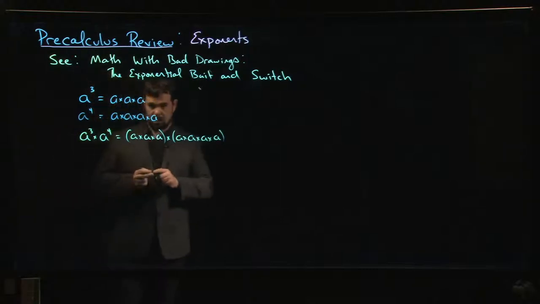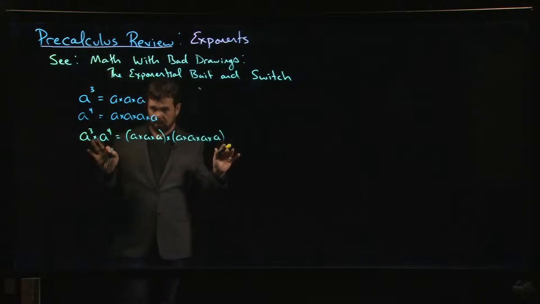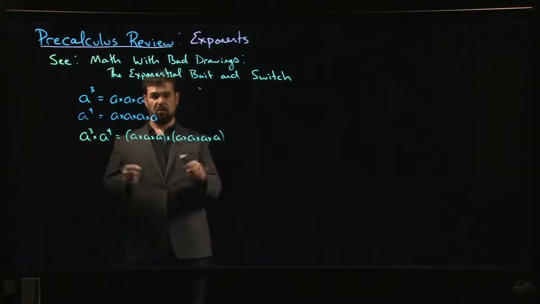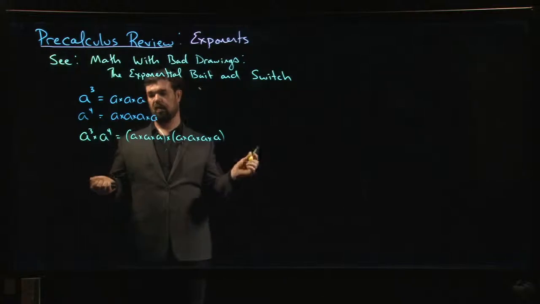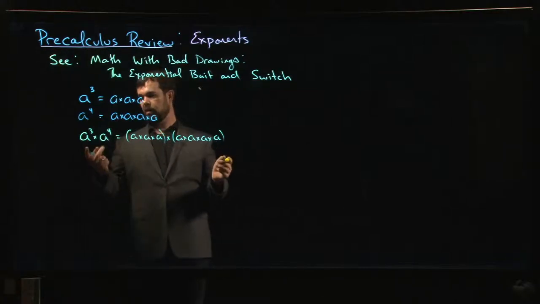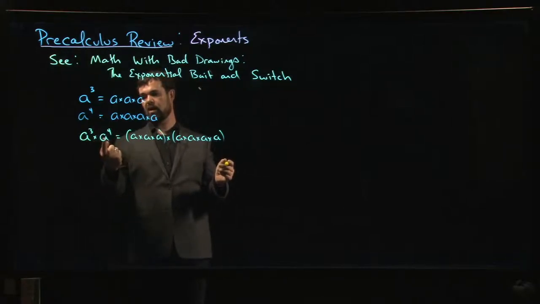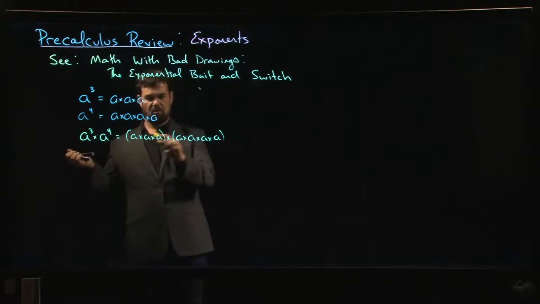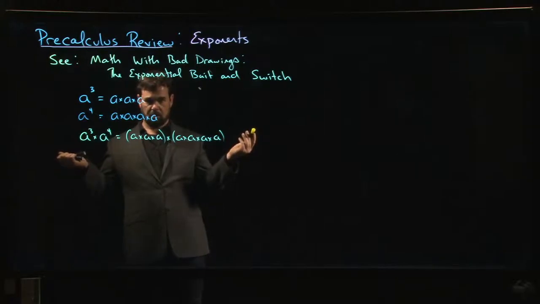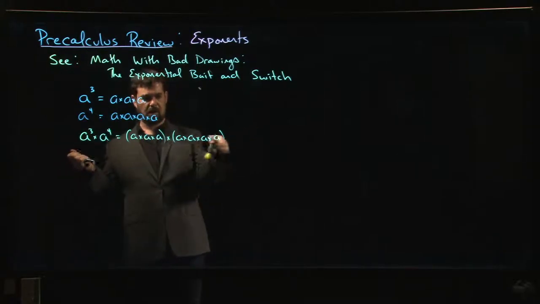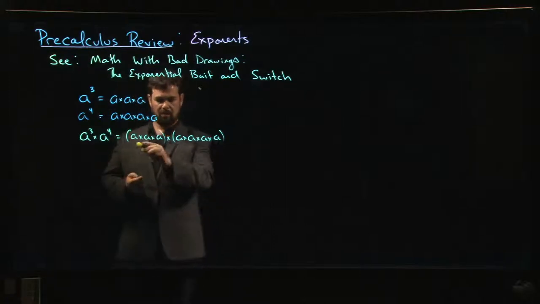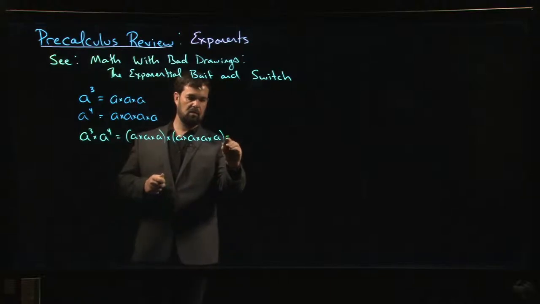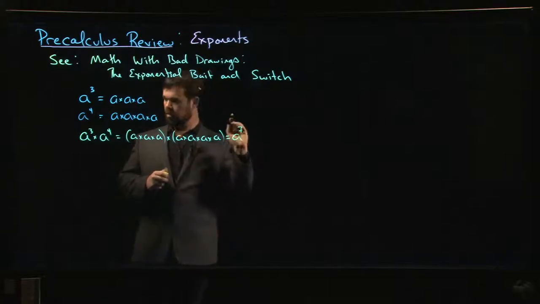And now basic algebraic properties of real numbers take hold. We know that multiplication is associative, so these brackets are somehow unnecessary. And commutative: a cubed times a to the 4 is the same as a to the 4 times a cubed. I'm just multiplying by a. The order in which I multiply by a doesn't matter. The only thing that matters is how many times did I multiply by a. And how many times did I multiply by a? Well, 1, 2, 3, 4, 5, 6, 7 times. A to the 7.